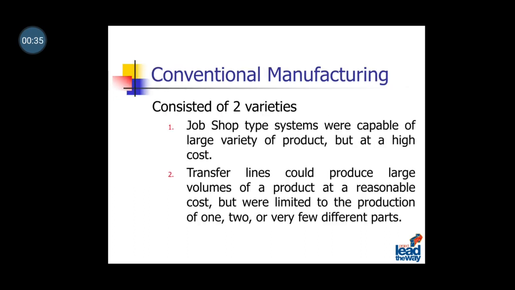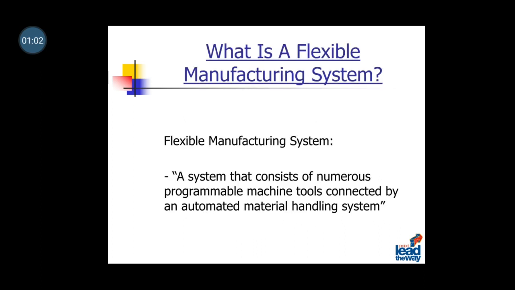So conventional manufacturing consisted of two varieties of production. One is the job shop type, where the systems were capable of large variety of product but at a high cost. And there was another, which was transfer lines, which could produce large volumes of the product at a reasonable cost, but they were limited in accommodating product variety. Which means they were limited to the production of one, two, or very few different parts.